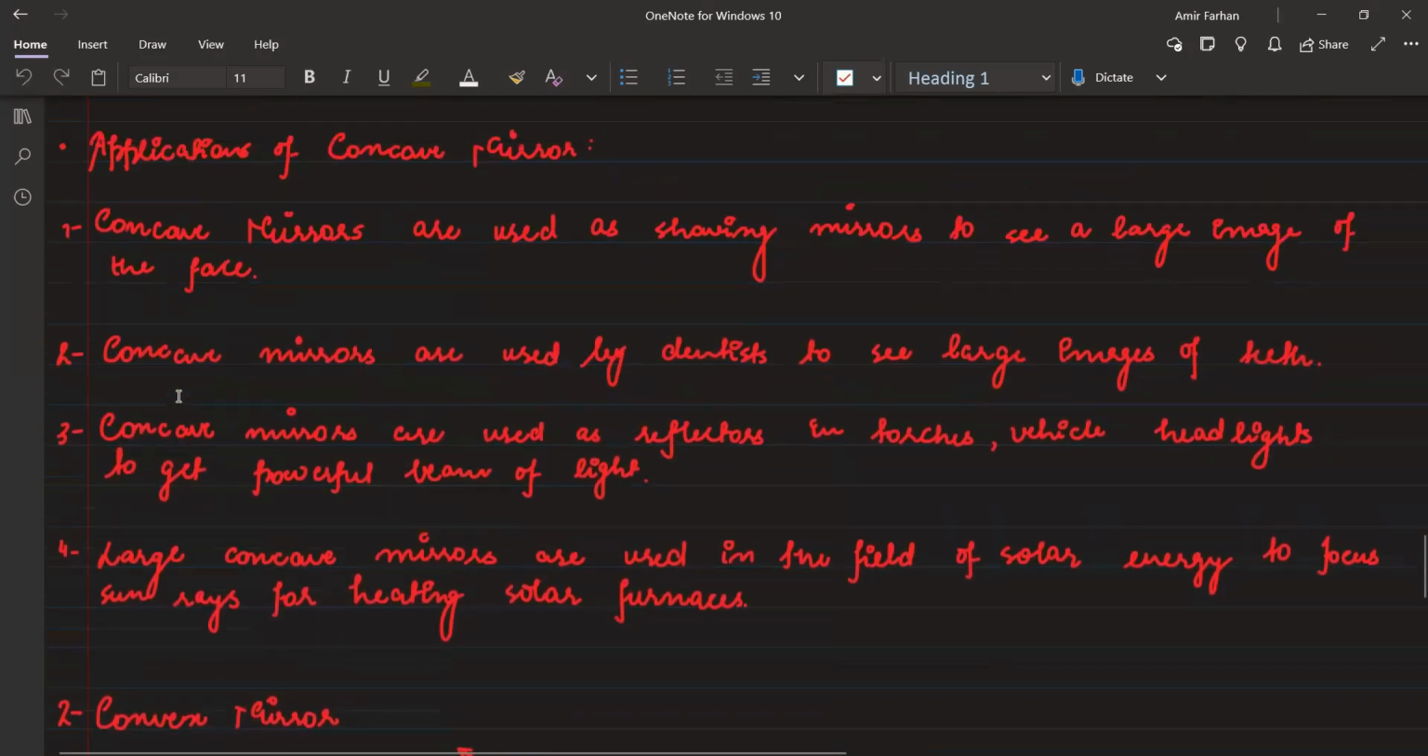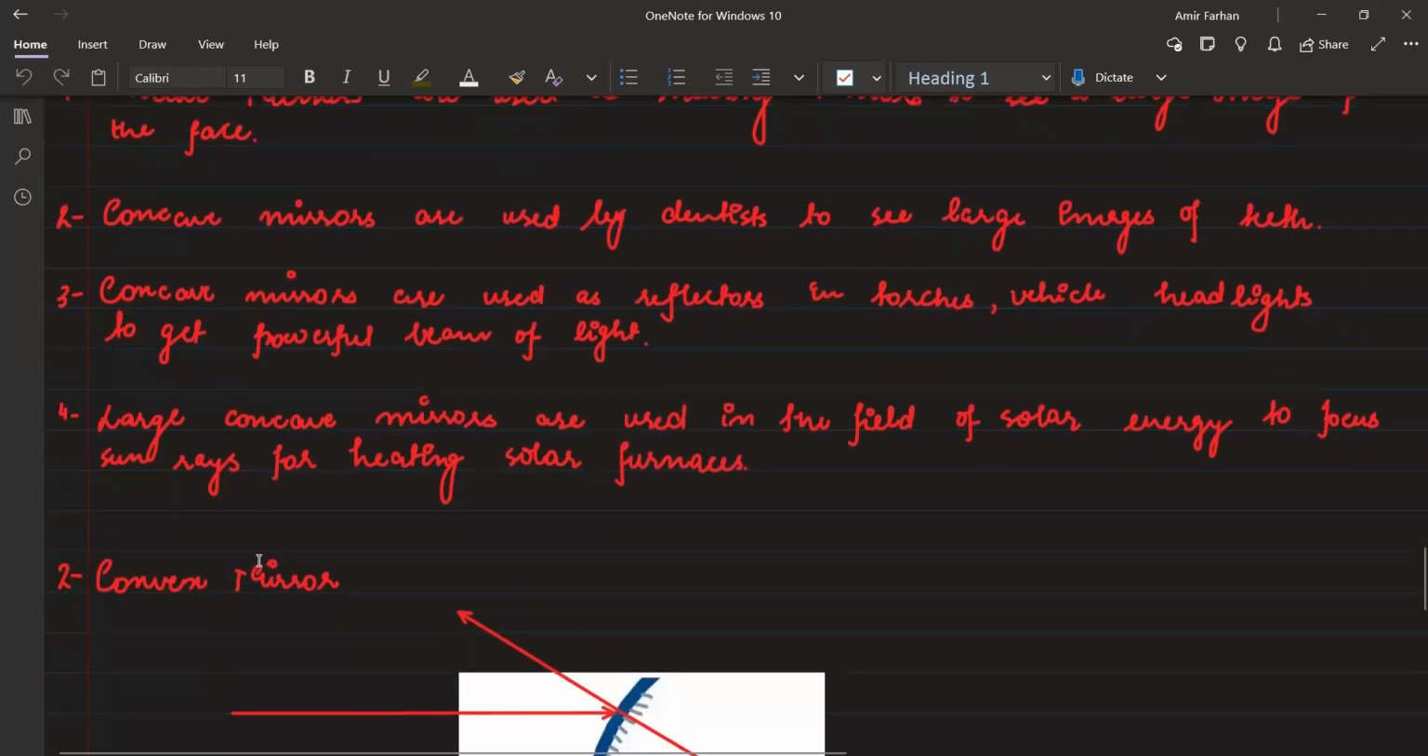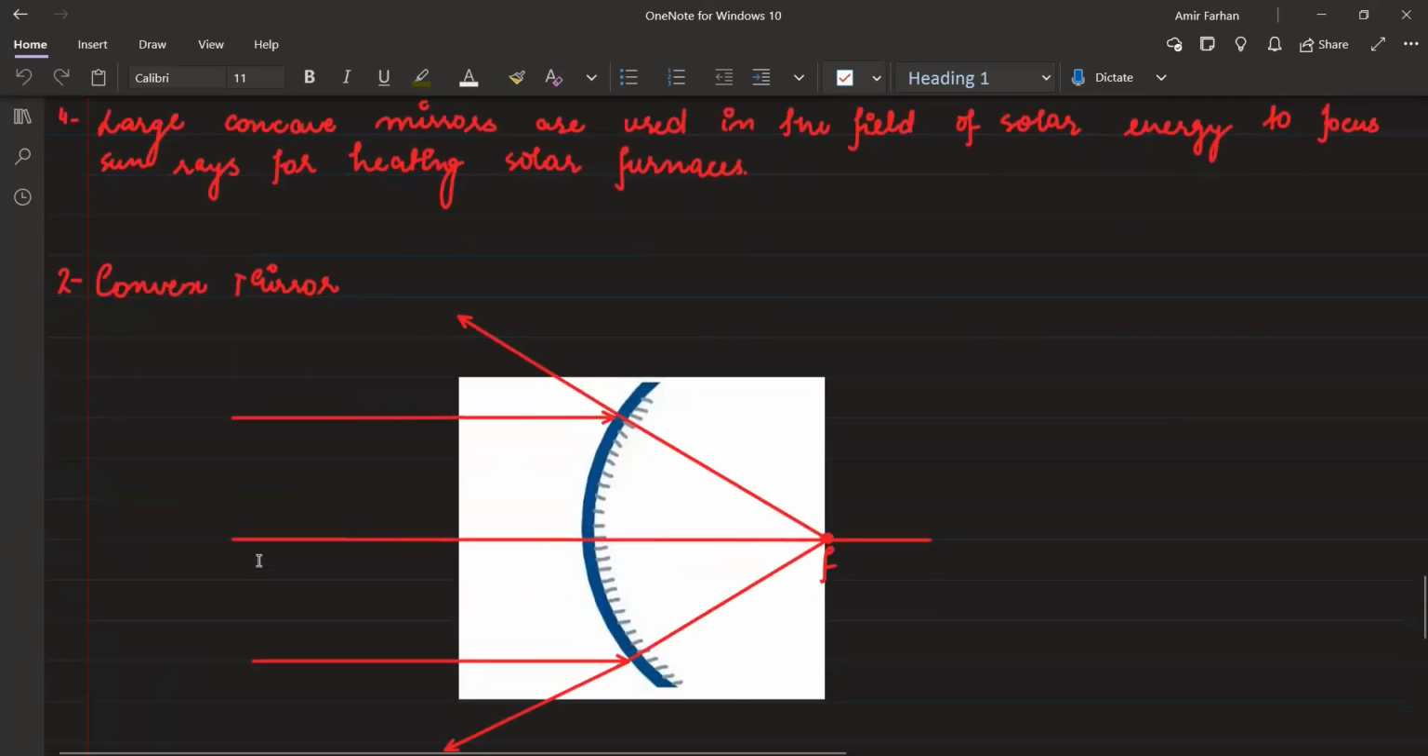Okay, so let's revisit a little bit of what we have done so far. We have already done the applications of concave mirror. Concave mirrors are used as shaving mirrors to see the large image of the face, right? And concave mirrors are used by dentists to see the large images of the teeth, okay? And concave mirrors are used as the reflector in torches and vehicle headlights to get a powerful parallel beam of light. Correct or not? Yes. Next, concave mirrors are used to focus the sunlight to heat up solar furnaces, right? Yes, sir.